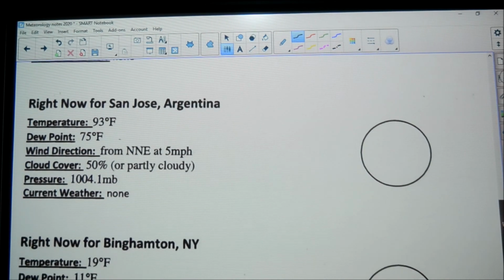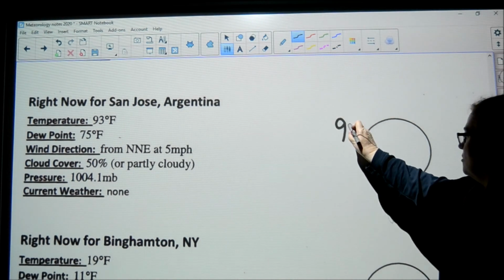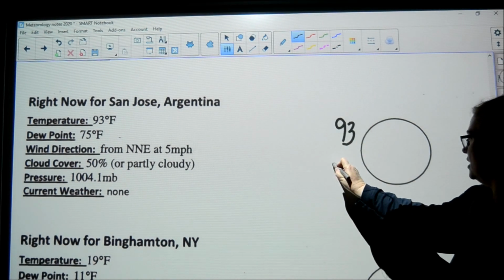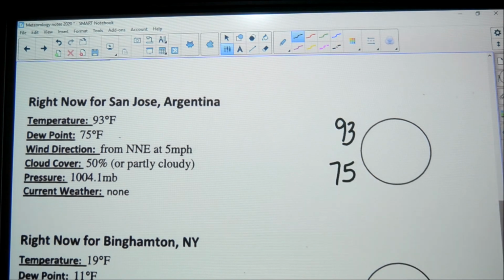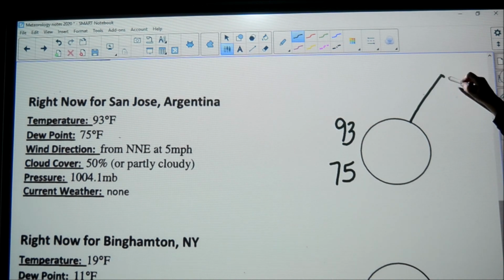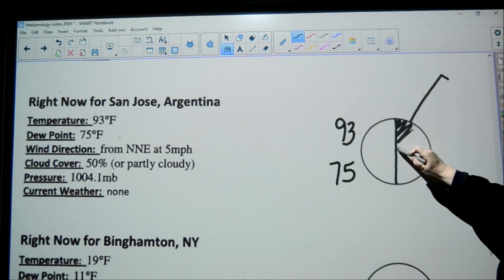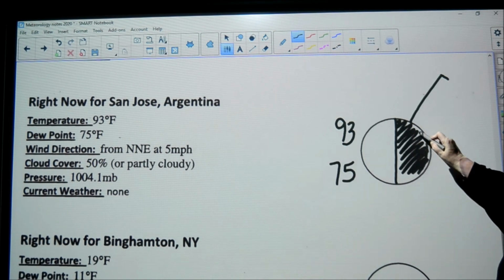Next one, San Jose, Argentina. Temperature is 93 degrees Fahrenheit. My dew point is 75. My wind direction is north-northeast. Here's north, here's east, here's northeast. I'm a little closer to the north. At 5 knots, or 5 miles per hour, we're going to say knots. Cloud cover, and once again, 50%. So half of it's colored in. Like I said, doesn't matter what side.